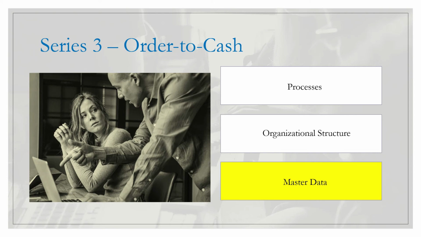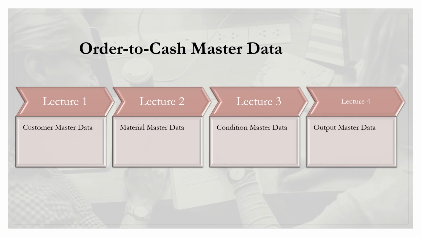And so within order to cash in SAP, we maintain a certain set of master data as well. So there are four main master data or master records we should memorize for the order to cash module. The first one we're going to talk about is customer master data. And then the next one we will deal with is material master data. And then the third one we'll talk about is conditional master data. And then fourth, output master data. And these are what's considered to be the main master data for order to cash business processes.